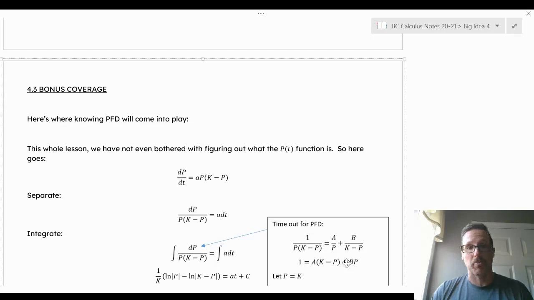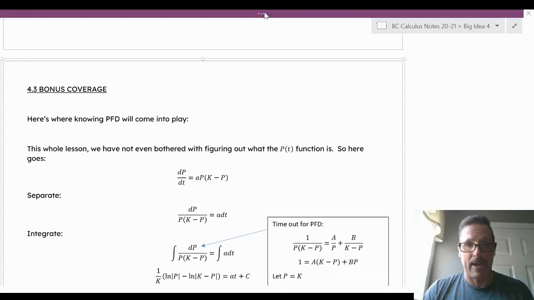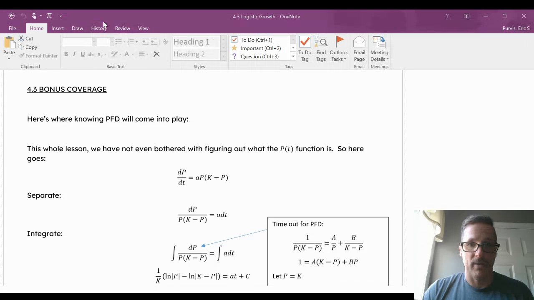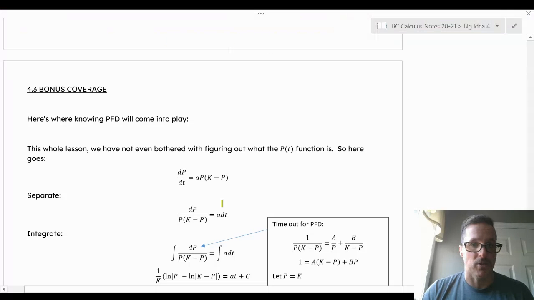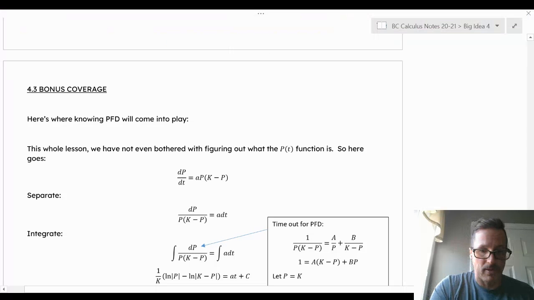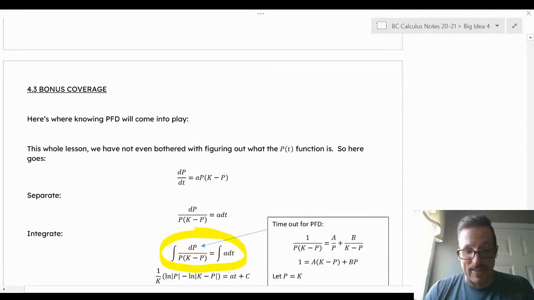So this is where the partial fraction decomposition is going to come into play. We're going to separate the variables: divide by P, divide by the quantity K minus P, multiply by dt. So we've got those things ready to integrate. So we integrate.